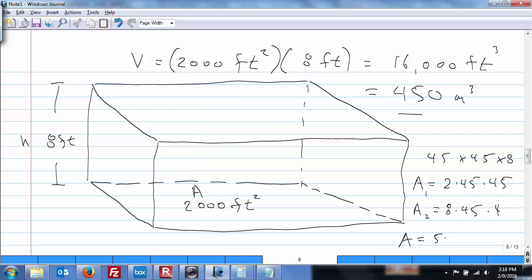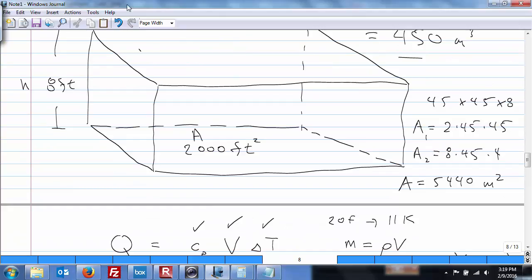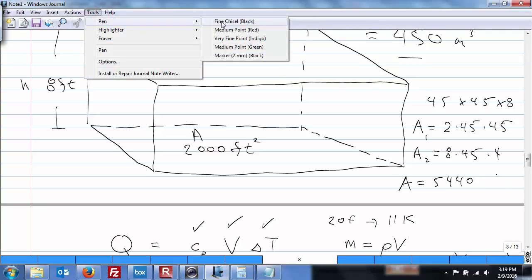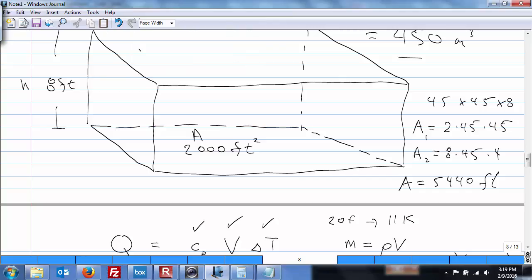A equals 5,440 meters squared. That's the area of the house. Man, I got a 50. Oh, you know what, I'm sorry, that's in feet. That seemed too big. That's feet squared. That's in square feet. Tools, eraser, medium. Then we'll convert that to feet squared, pen, so feet squared, there we go.